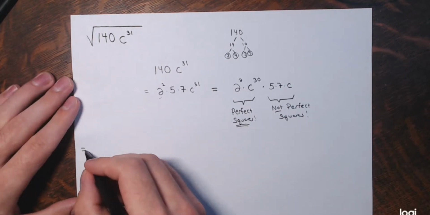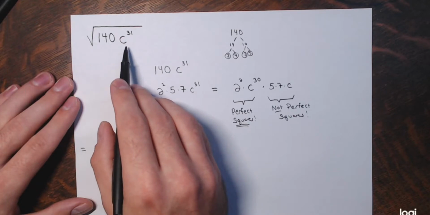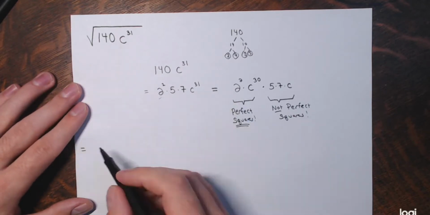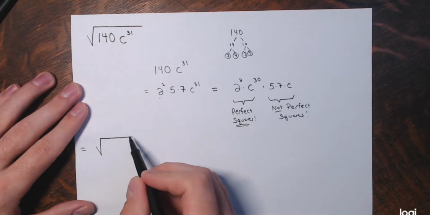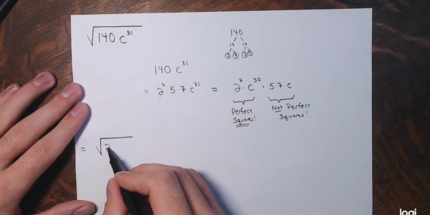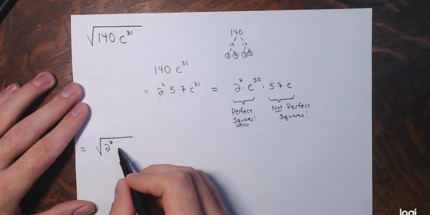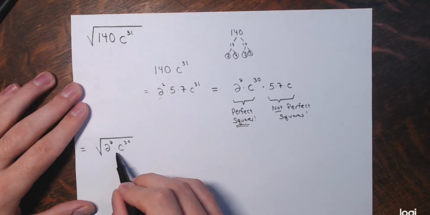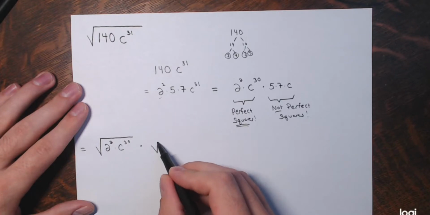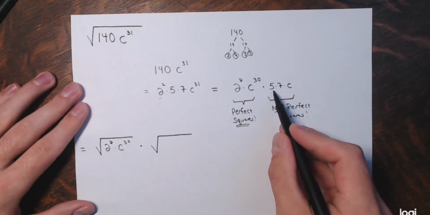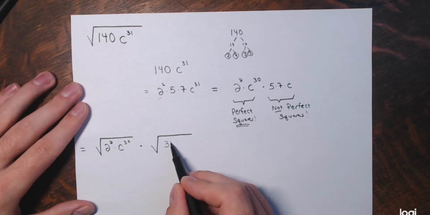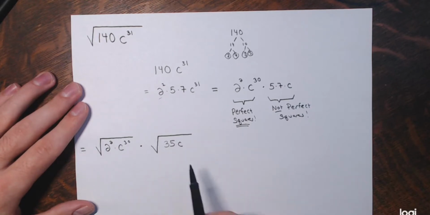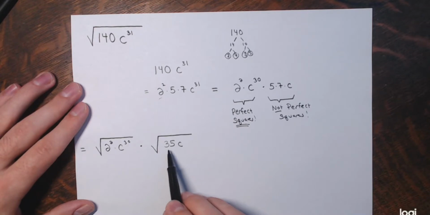And then we use the product property. This square root of 140 c to the 31st is the square root of 2 squared, and you know what, I can break it up even more, times c to the 30th. Right, there's the perfect squares inside one radical, times the square root of the non-perfect squares. Now 5 times 7 times c, that's 35c. Right, I'll just leave that the way it is. The non-perfect square radical won't simplify any further.